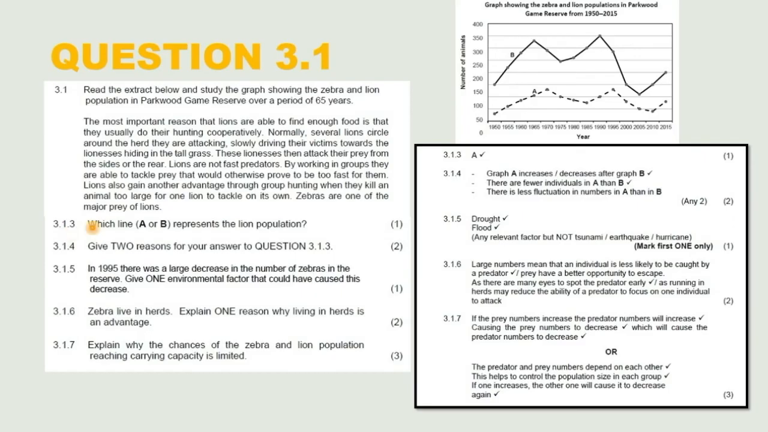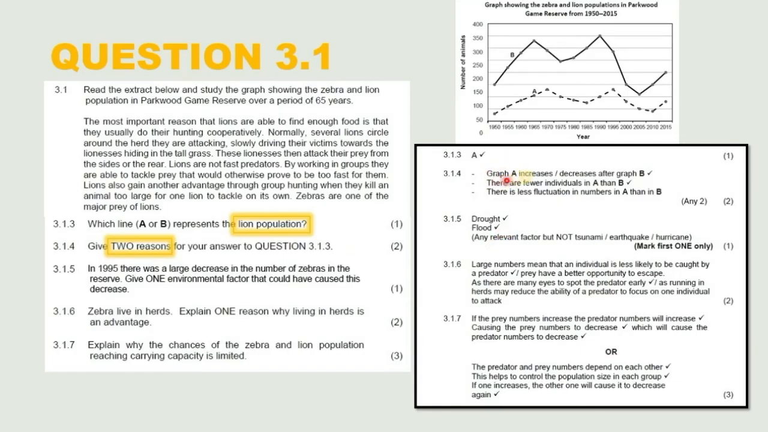Question 3.1.3. Which line, A or B, represents the lion population? In this case, it's going to be A. Remember I said that the number of predators is usually less than the number of prey. Question 3.1.4, give 2 reasons for your answer.